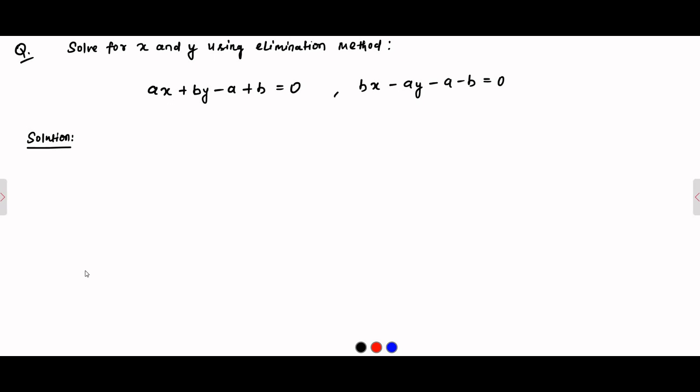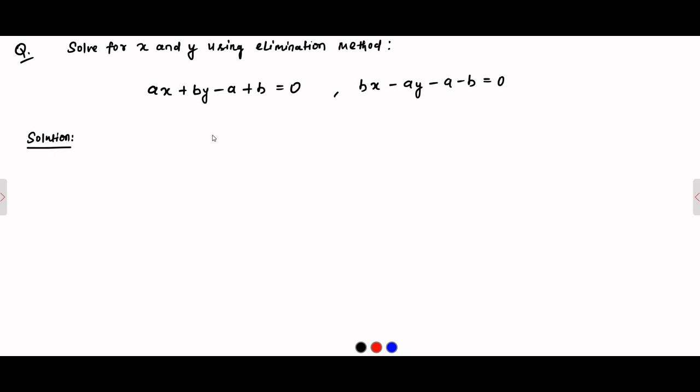So here is another question on solving linear equations in two variables using the elimination method. We have to solve for x and y. The two equations are ax + by - a + b = 0 and bx - ay - a - b = 0.